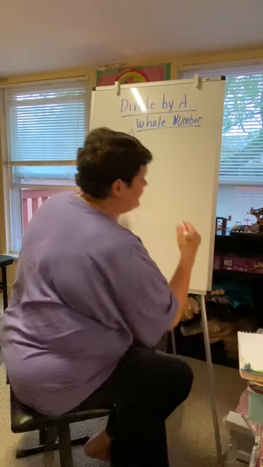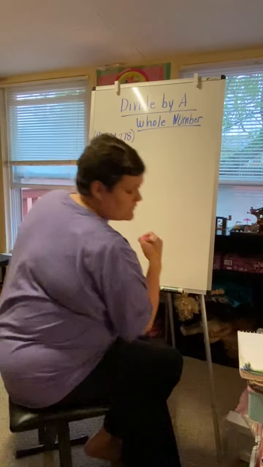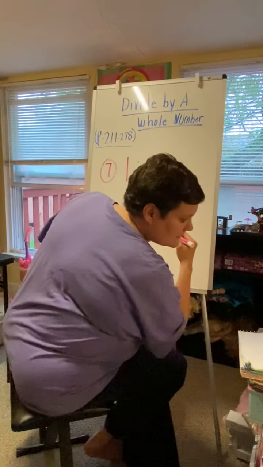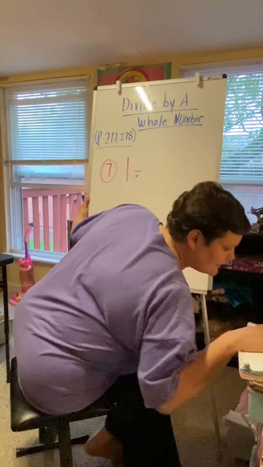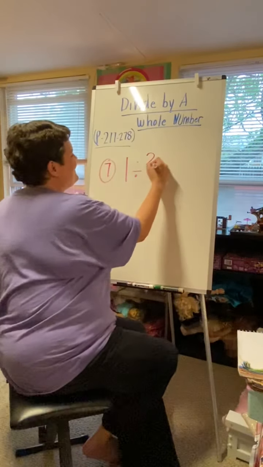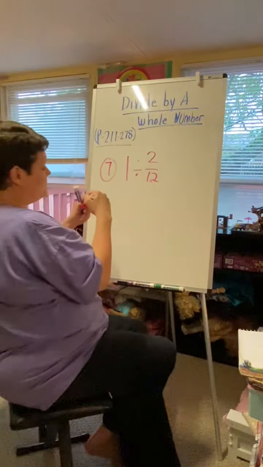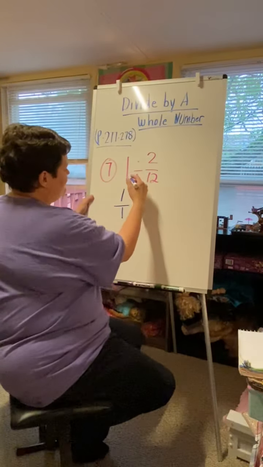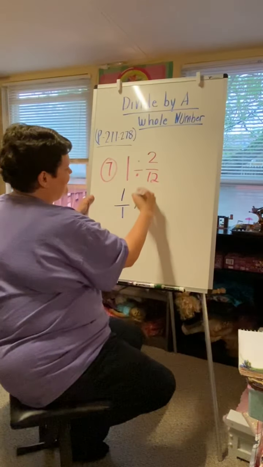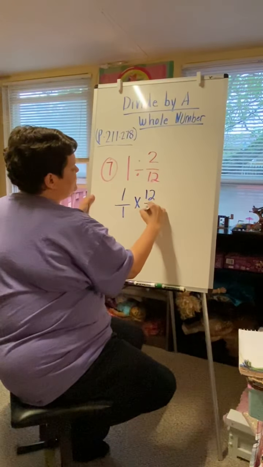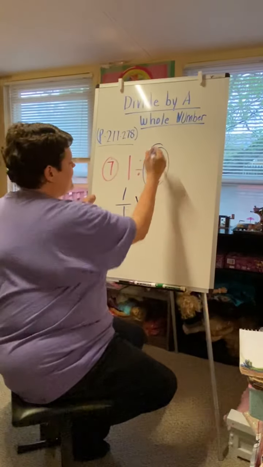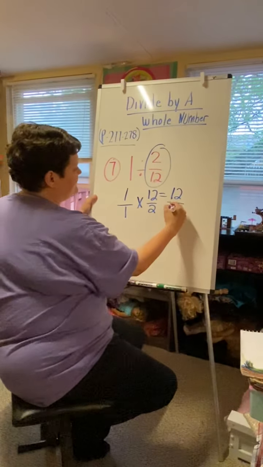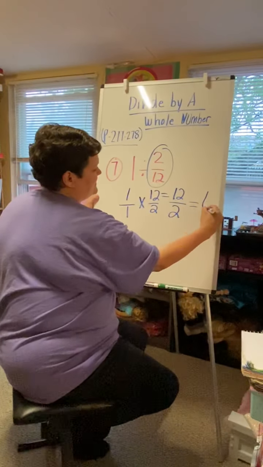Okay, let's look at number 7 here. For number 7, I have 1 divided by 2 over 12. Sorry about that. 2 over 12. So I'm still dividing. So I'm going to do 1 over 1 just to help us out. Make this a multiplication sign and put 12 over 2. I just flipped it. So 1 times 12 is 12. And 1 times 2 is 2. And this equals what? 6.